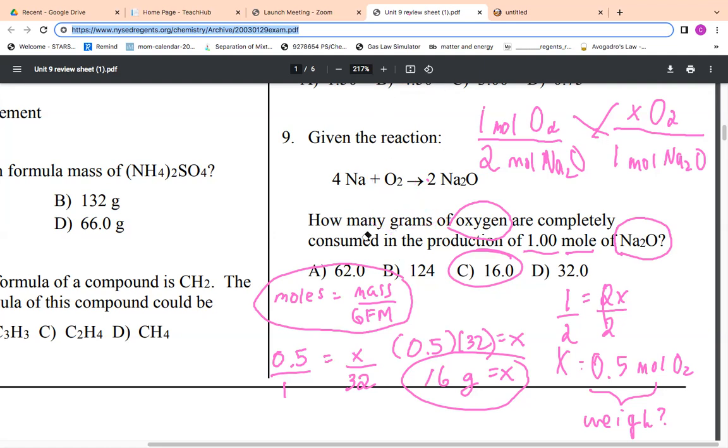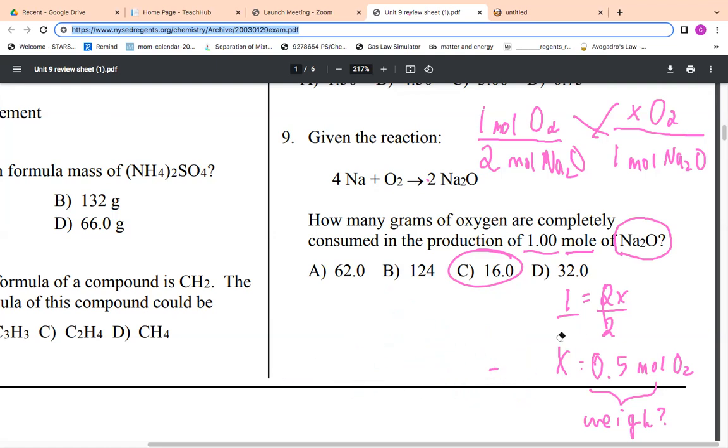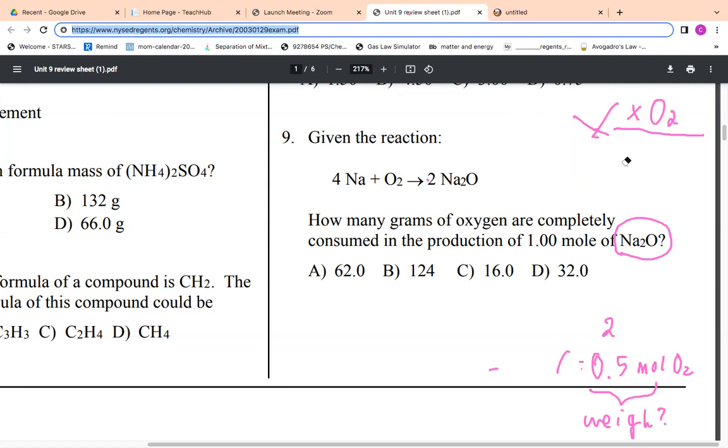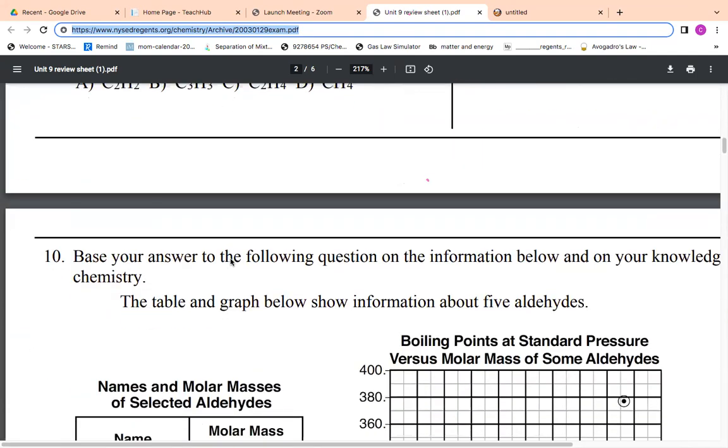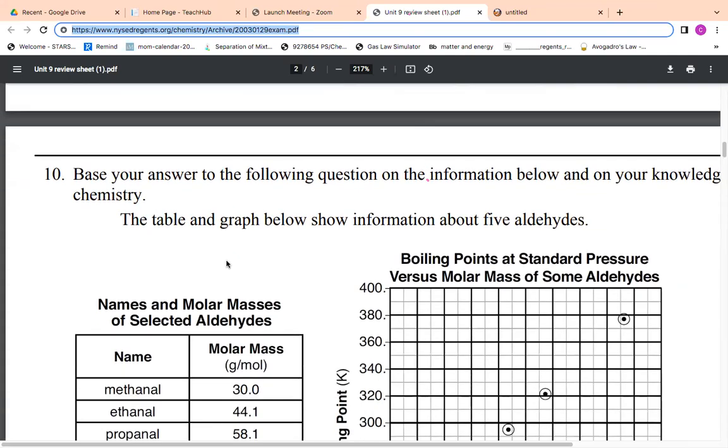Alrighty. Let's get rid of all this. Okay. Moving on to the next page. Let me zoom out a little.